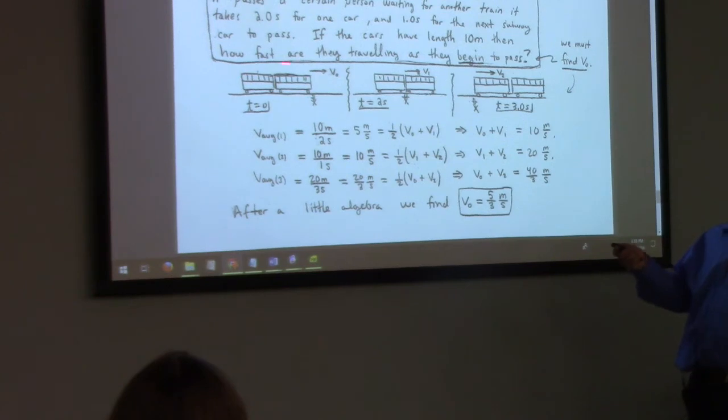This one's about a pair of subway cars passing a certain point. This is a lot like one of your homework problems. It might be helpful. Again, it involves the average velocity formula.